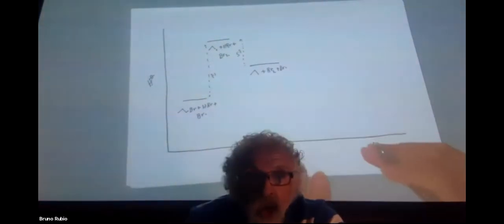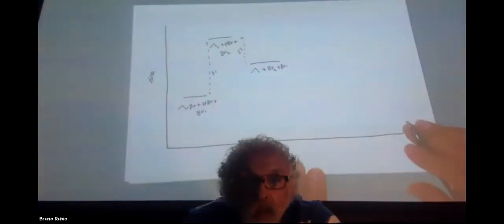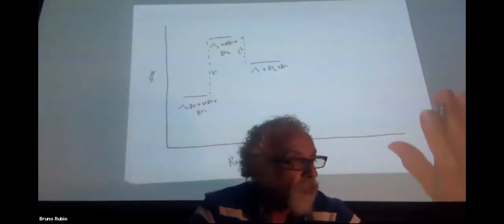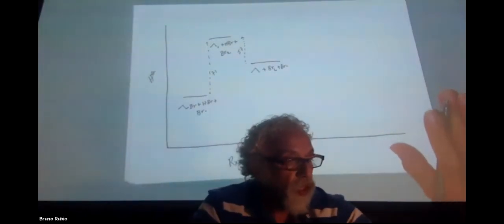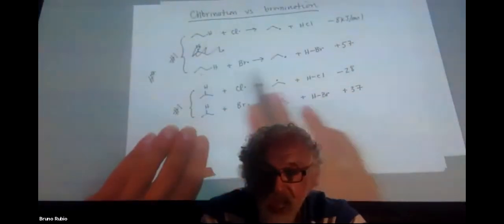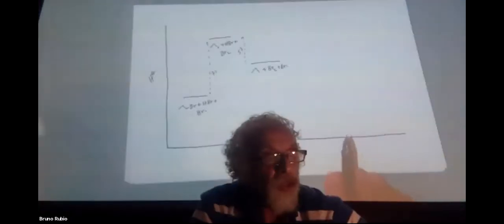Okay, so now let's go to the right, where we're going to plot all of the numerology for the 2-bromopropane. Okay, so first propagation step, that was up 37.